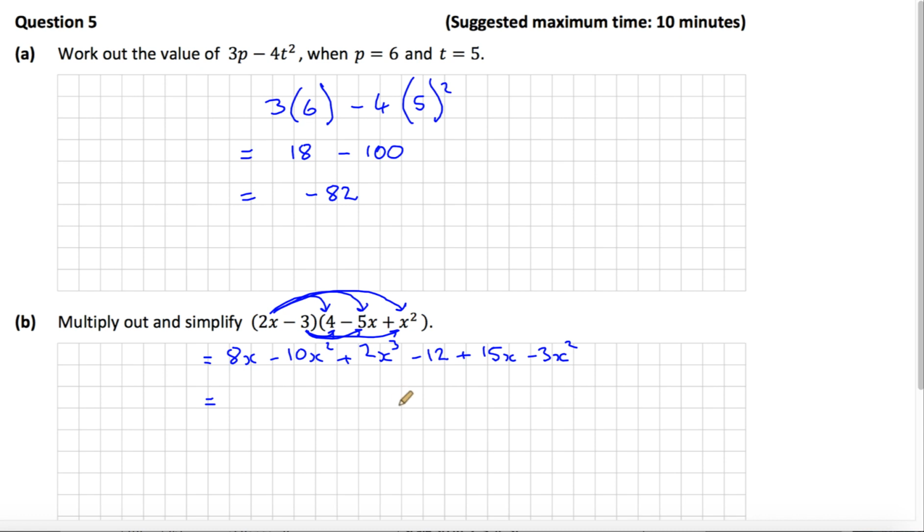So we're going to collect the like terms. So we've got 2x cubed, and there's no other x cubed terms, so that's just 2x cubed. You've got negative 10x squared and negative 3x squared. You combine them, you get negative 13x squared. And then you've got your 8x and your 15x, which gives you 23x. And then finally you've got this negative 12 on its own. So that is the simplification done.